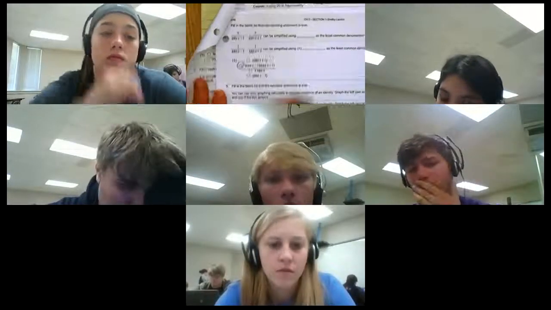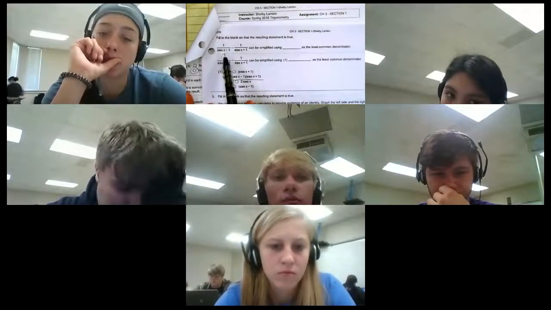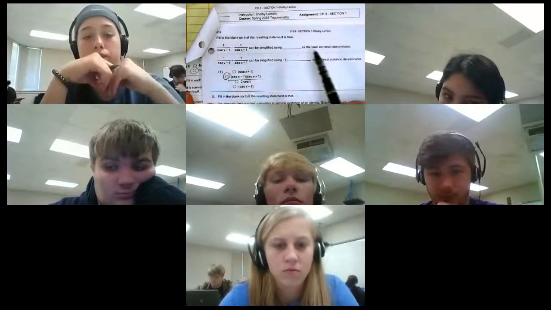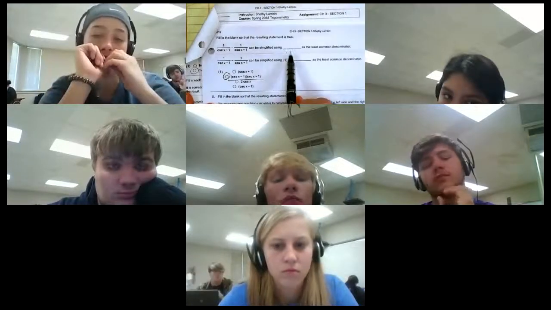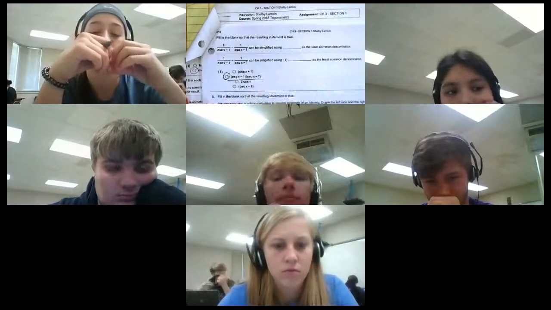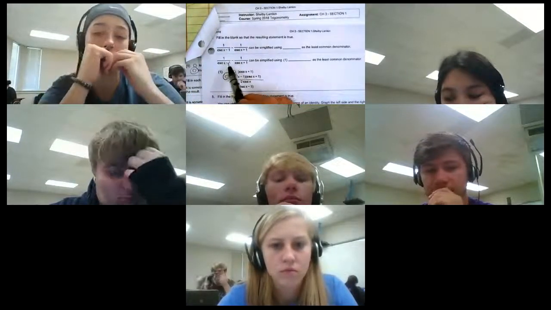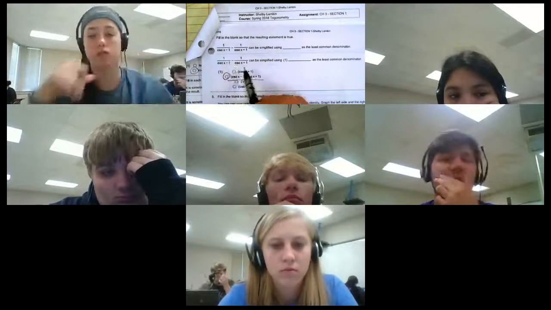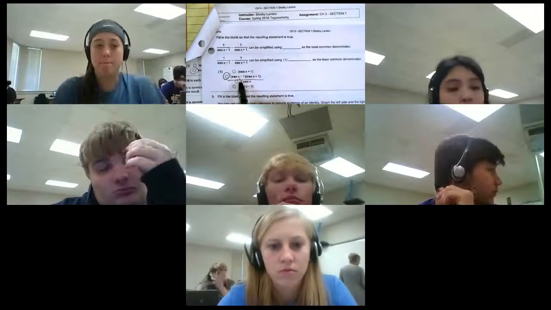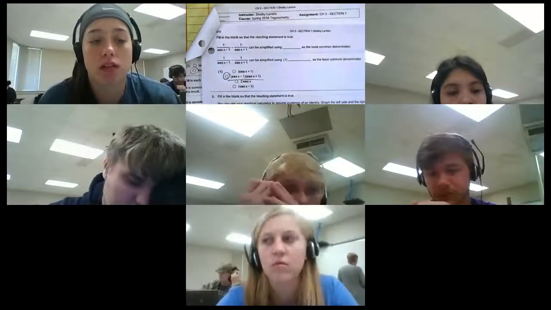Number 4 in section 1 says fill in the blank so that the resulting statement is true. 1 over cosecant x minus 1 minus 1 over cosecant x plus 1 can be simplified using a common denominator. That's what they're wanting you to do. So they're wanting you to multiply both fractions by cosecant x minus 1 and cosecant x plus 1. So that's the answer to that part.